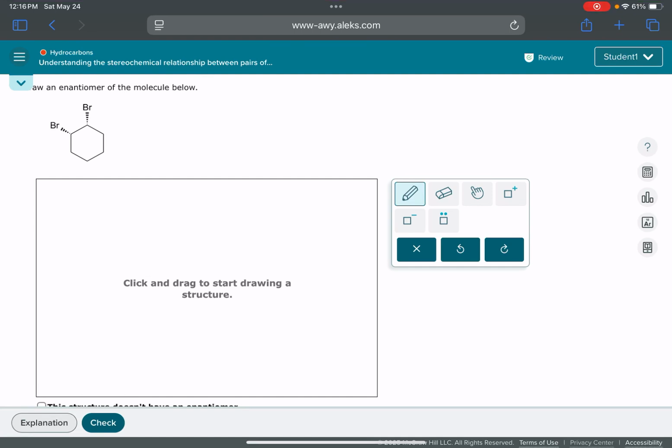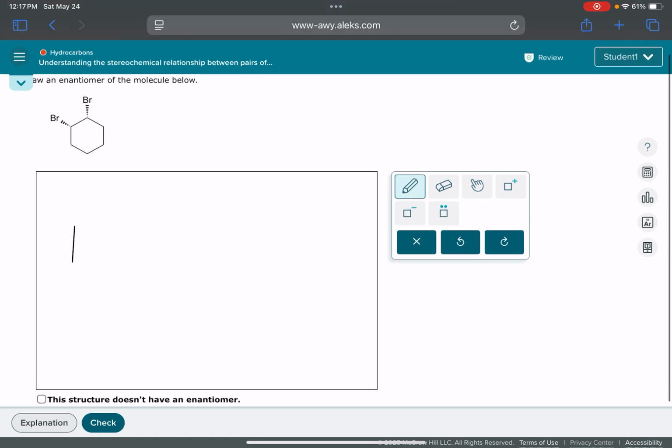Okay, so next problem, understanding the stereochemical relationship between pairs of, I don't know, pairs of something. So we're supposed to draw the enantiomer of the molecule below. And I'm going to first of all start out, I see the option of saying there is no such thing as an enantiomer right down here. And I don't think this one does, but let's draw it out.